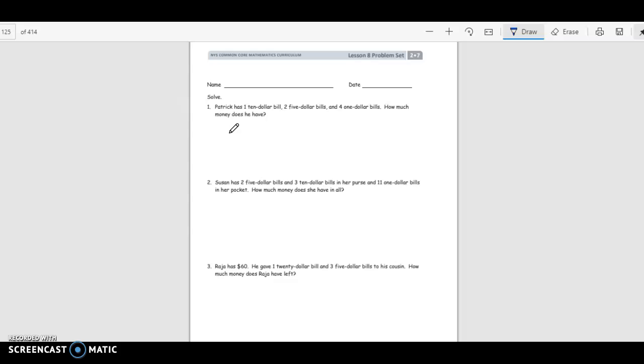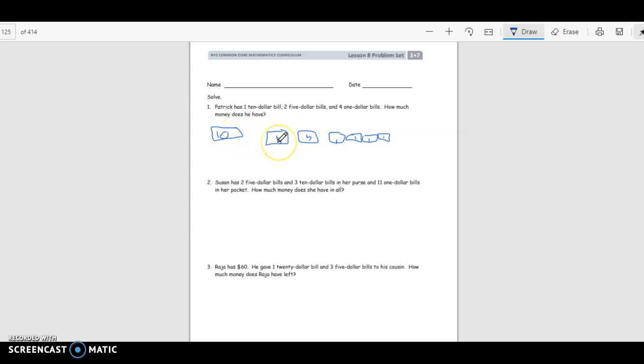So for number 1, Patrick has one $10 bill. So I'm going to draw out a nice $10 bill. 2 $5 bills. And 4 $1 bills. I hope your drawings come out a little better than mine. So this is all the money that Patrick has, and now we want to know how much he has altogether, so we're going to add it up.